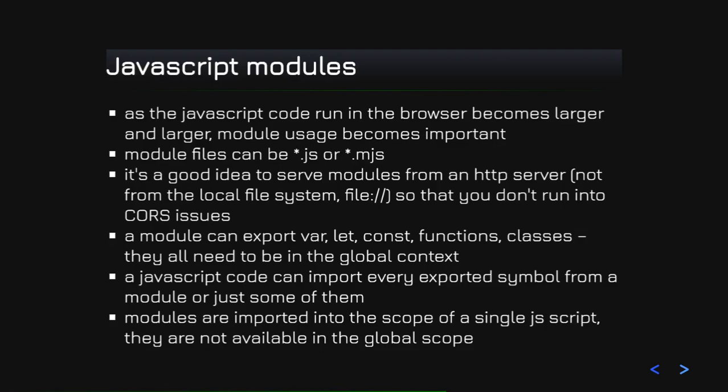Module files are just regular JavaScript files, so they can have the regular JS extension, or MJS for module. It's a good idea to serve modules from an HTTP server, not from the local file system, so that you don't run into cross-origin resource sharing issues. We will talk more about this when we get to server side. A module can export any kind of symbol: var, let, const, function, or classes. They all need to be declared in the global context, so they need to be first level symbols. And another JavaScript code can import every exported symbol from a module or just some of them. Modules are imported, this is very important, into the scope of a single JavaScript script. They are not available in the global scope.